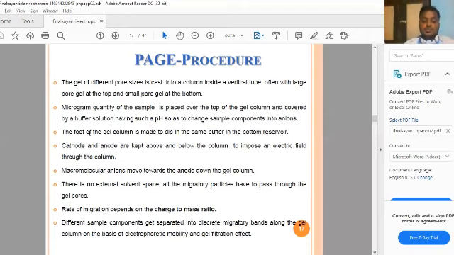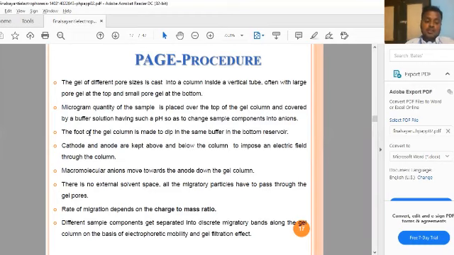So what is the PAGE procedure? First, the gel of different pore sizes is cast into the column inside the vertical tube, with the large pore gel at the top and small pores at the bottom, and the samples are at the top of the gel column and covered by the buffer solution having such a pH as to change the sample components into anions. The third one, the gel column is made to dip in the same buffer in the bottom reservoir, and the fourth step, the cathode and anode are kept above and below the column and impose the electrical field through the column. So the macromolecular anion moves towards the anode down the gel column.